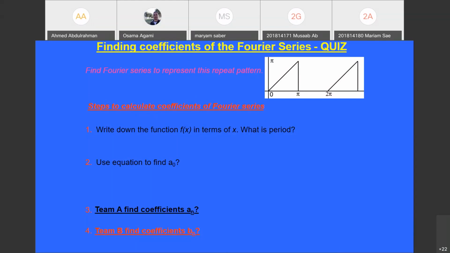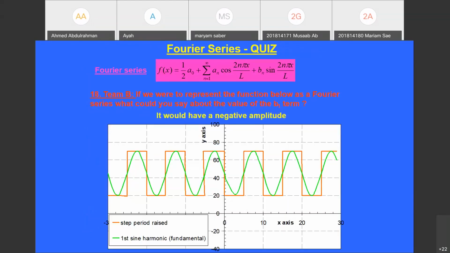The period is 10. He's asking me what is the period for this one. I said 10. He was asking about the L, doctor. L is half period. Sorry, I heard it wrong. Yes. If it is L, this is a half period. It is 5. Yes, okay.